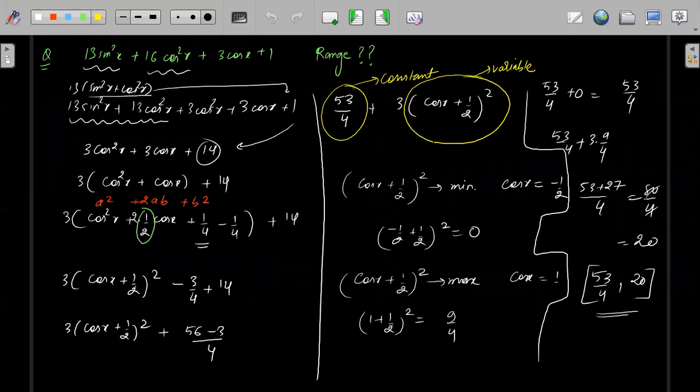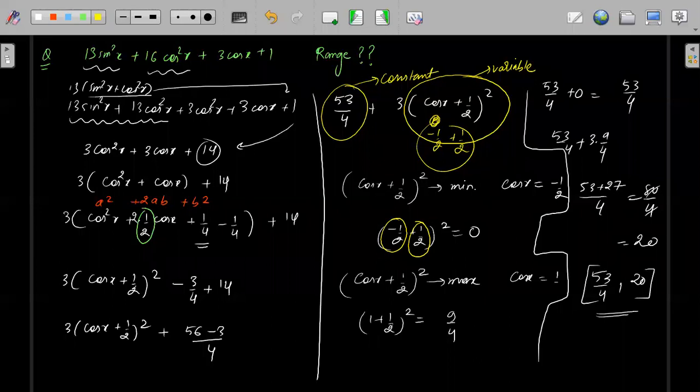For the minimum value, cos x can be taken as -1/2, then (cos x plus 1/2) will be 0. Because this is a square, the minimum value which a square can take is 0. So we just have to find whether this can become 0 or not. For a certain value of x, cos x will become -1/2, so (-1/2 plus 1/2) whole square will become 0. So the minimum value of this will become 0.